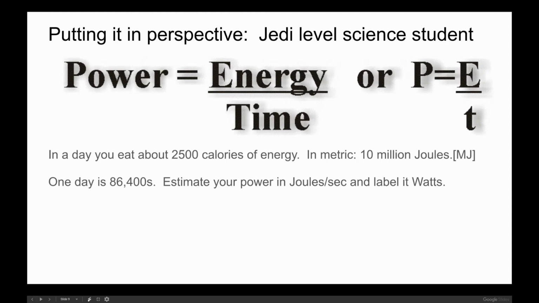A single day has 86,400 seconds. So let's calculate your power burn. How much energy are you going through every single second if you eat 10 million in a day? And this is a really good back of the pocket kind of figure, so you have a rough idea what these numbers should read like.